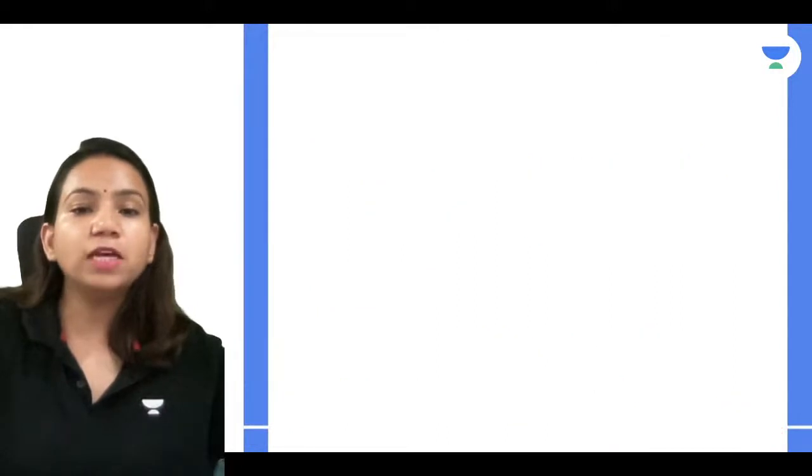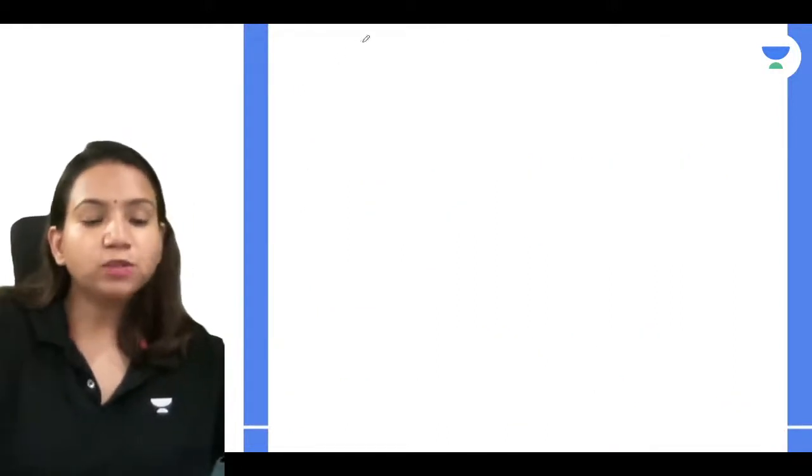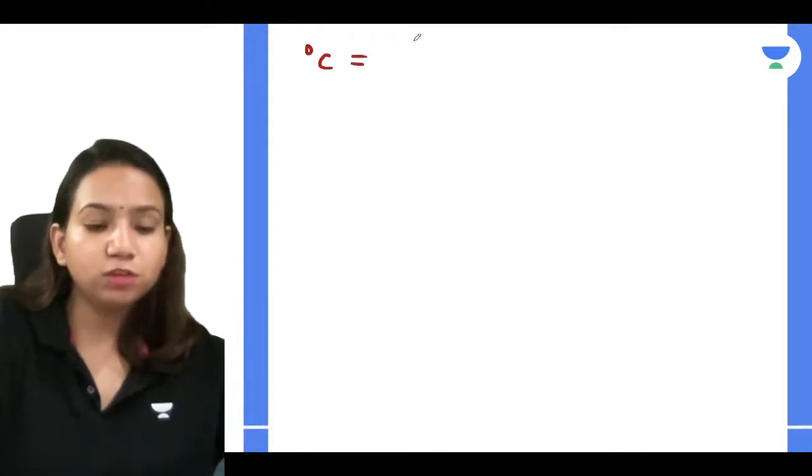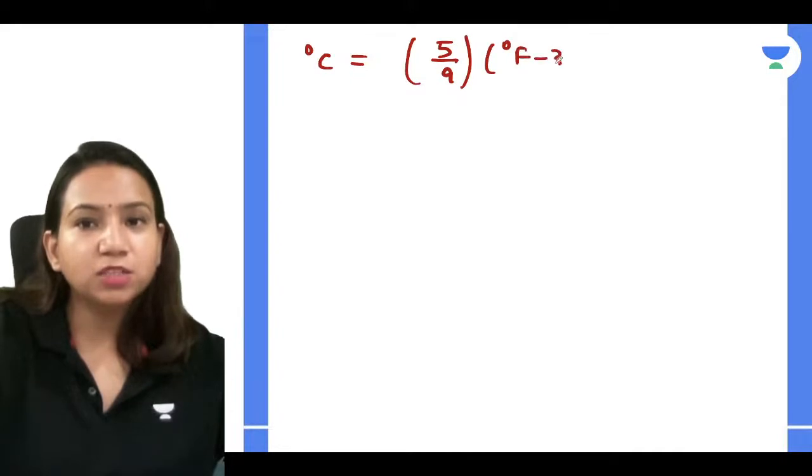So if you know this formula, even you can convert the opposite thing also. How? What do you have to know? That degree Celsius will be how much? It will be 5 by 9 of, yes, degree Fahrenheit minus 32.